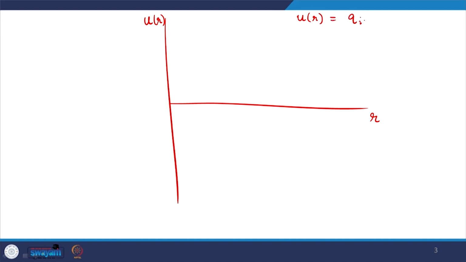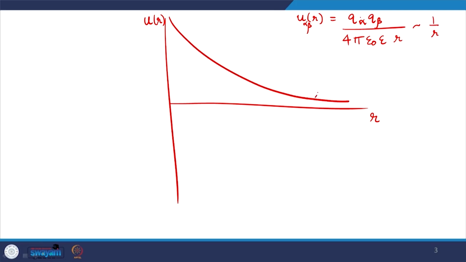So, Coulombic energy is represented as something like Q alpha. In general, for U alpha beta, I can write Q alpha Q beta divided by 4 pi epsilon naught epsilon multiplied with R. So, it goes like 1 by R. So, it will look like something like this for the like charged species.